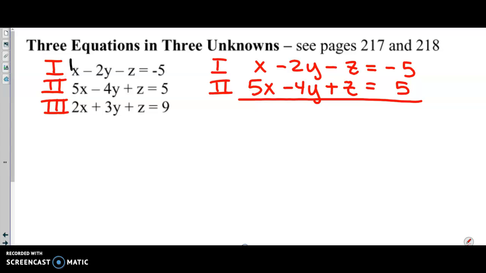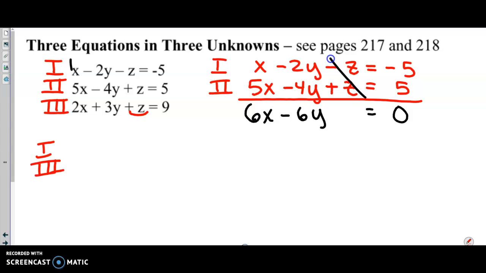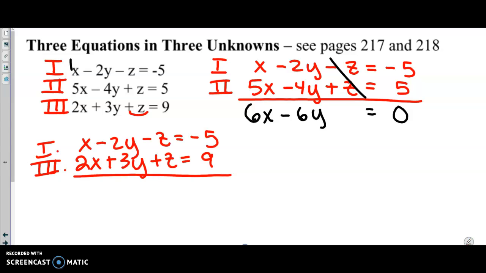Alright, so I wrote down equation 1 and equation 2, and we eliminate z here by adding the 2 equations together. So it's 6x minus 6y equals 0. We're going to hold off on that for a minute. Now we need a combination with equation number 3 because we haven't done that one yet. So z is positive here, so I'm going to add equations 1 and 3 together to eliminate z again. So here's equation 1 plus 3. Z is eliminated, and we're left with 3x plus y equals 4.